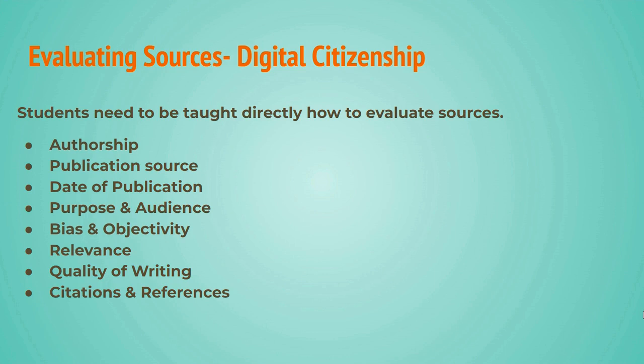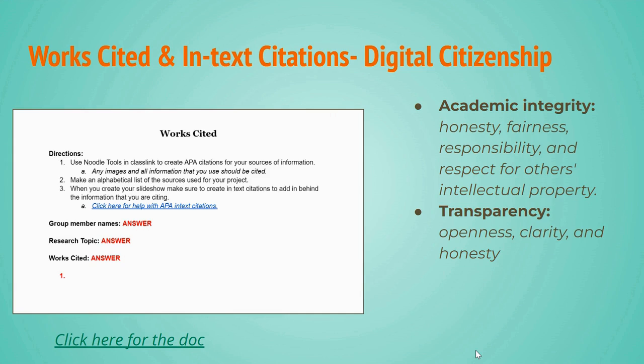So students need to be taught how to look for authorship, who wrote it. They need to look at the publication of the source and who's hosting it. They need to look at the date of the publication. They need to look at the purpose and the audience. Why was this created? They need to look for bias and objectivity. They need to look for relevance to their topic. They need to look for quality of writing. Was this a second grader who wrote this, or was this a college professor? And they also need to look at citations and references to see if the people who wrote the source of information cited their sources.